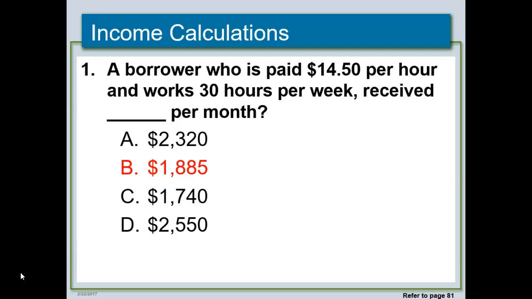You would just take $14.50 times 30 times 52 divided by 12. Okay? Divided by 12. $14.50 times 30 times 52 divided by 12. And it would give you B, $1,885. In the problems, if you calculate the income wrong, all the rest of the problem is going to be wrong. And what's going to happen is in a lot of problems, you have to calculate the income before you can do the real problem. And you'll see what I mean shortly.